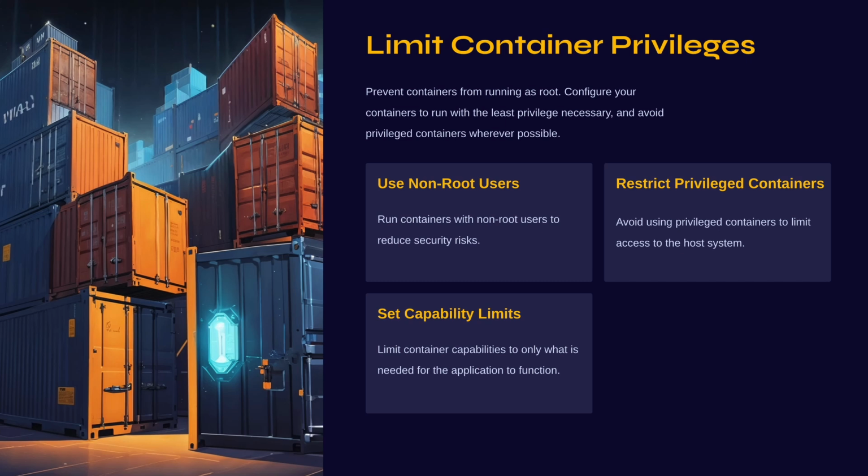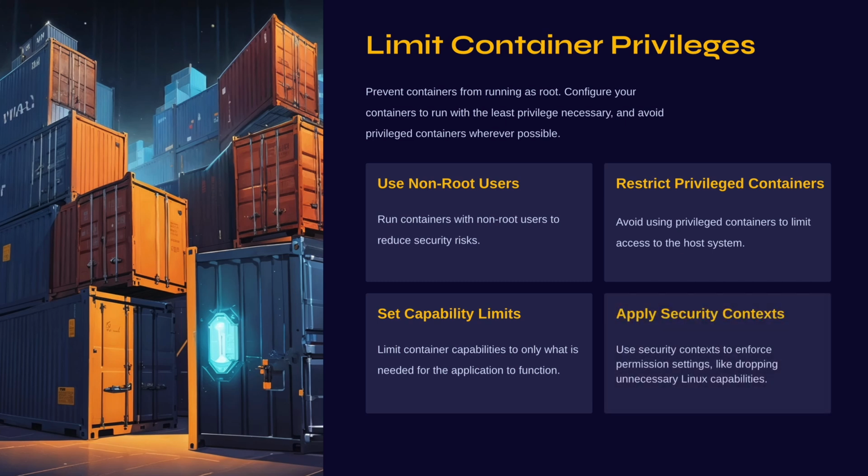3. Set capability limits. Kubernetes allows you to control which specific actions or capabilities a container can perform. For example, if your app doesn't need to change network settings, you can block that capability. Use security context to enforce permission rules, like making sure the container runs as a non-root user, blocking privilege escalation, and dropping unneeded capabilities. This way, you make sure each container is running with the right level of access.